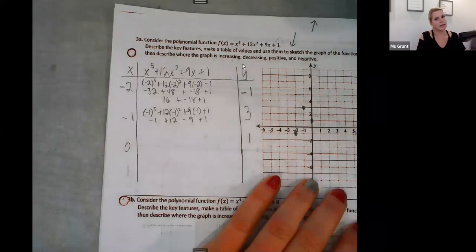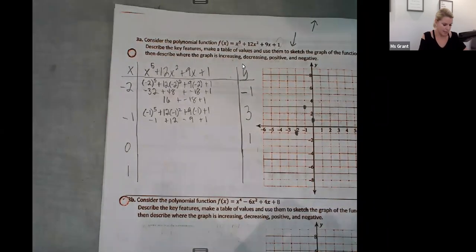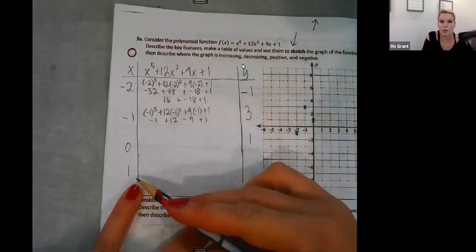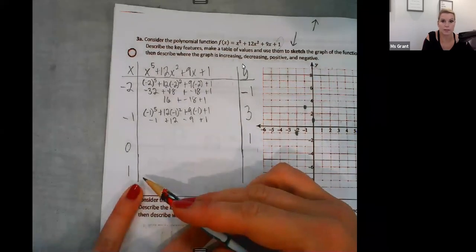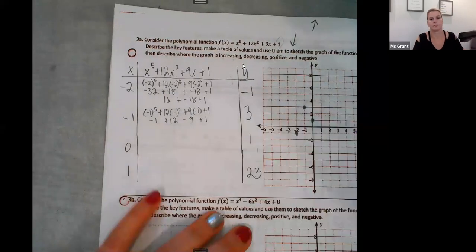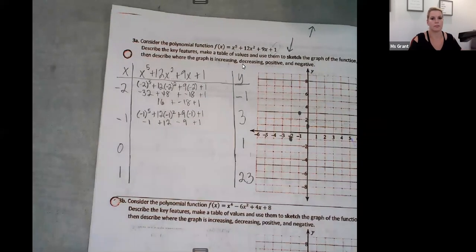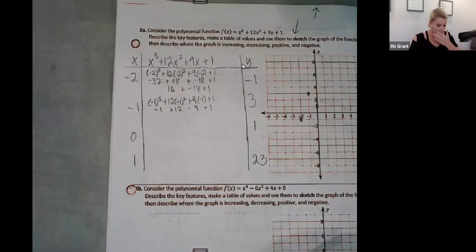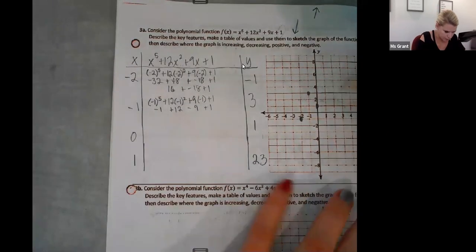Now I'm not going to connect the lines yet. Don't yet. And I'll explain why. When I plug in 1, 1 to the 5th plus 12 times 1 squared plus 9 times 1, it's 23. Which, I mean, that's so far away. It's like way up here.